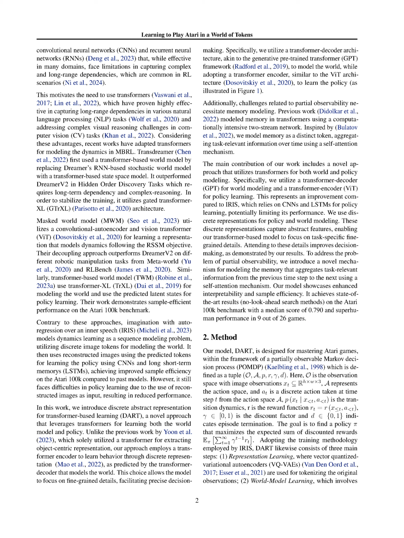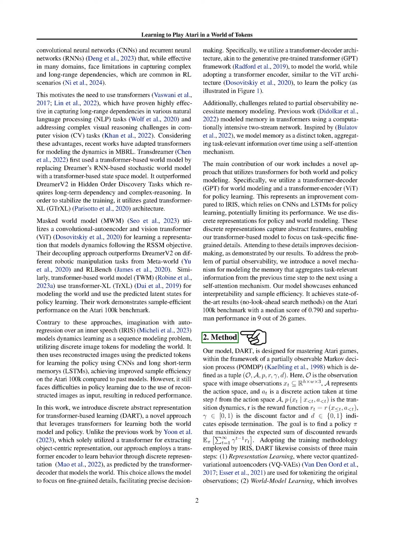Section Summary. In this section, we introduce a novel approach called DART that leverages transformers for both world modeling and policy learning. By utilizing a transformer decoder for world modeling and a transformer encoder for policy learning, we improve upon previous methods like IRIS, which relied on CNN and LSTM for policy learning. Our discrete representations capture abstract features, allowing the model to focus on task-specific details, resulting in enhanced decision-making and achieving state-of-the-art results on the Atari 100K benchmark with superhuman performance in 9 out of 26 games.